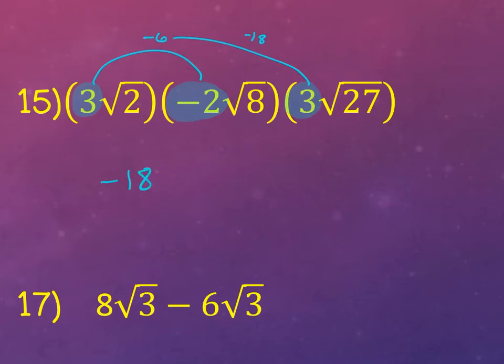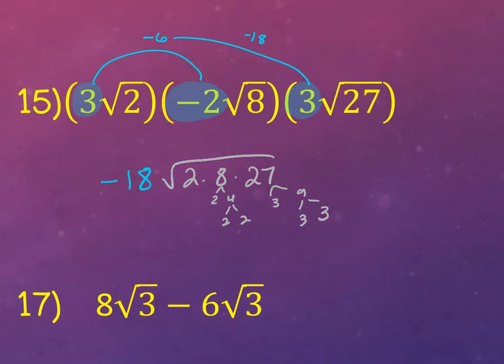Then let's group together all the numbers underneath the square roots. So it's 2, 8, 27. 2 cannot break down any further, but 8 can be 2 and 4, which is 2 and 2. 27 is 3 and 9, which is 3 and 3.